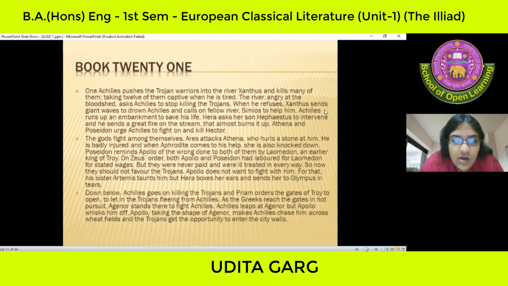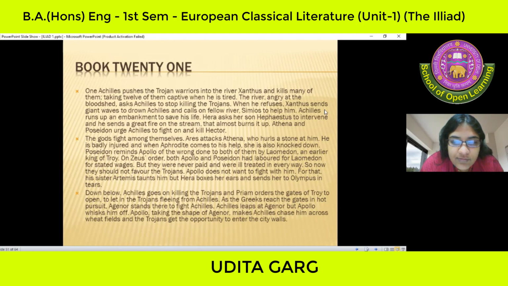Poseidon reminds Apollo of the wrong done to both of them by Laomedon, an earlier king of Troy. On Zeus's order, both Apollo and Poseidon had labored for Laomedon for stated wages, but they were never paid and were ill-treated in every way. So now they should not favor the Trojans.